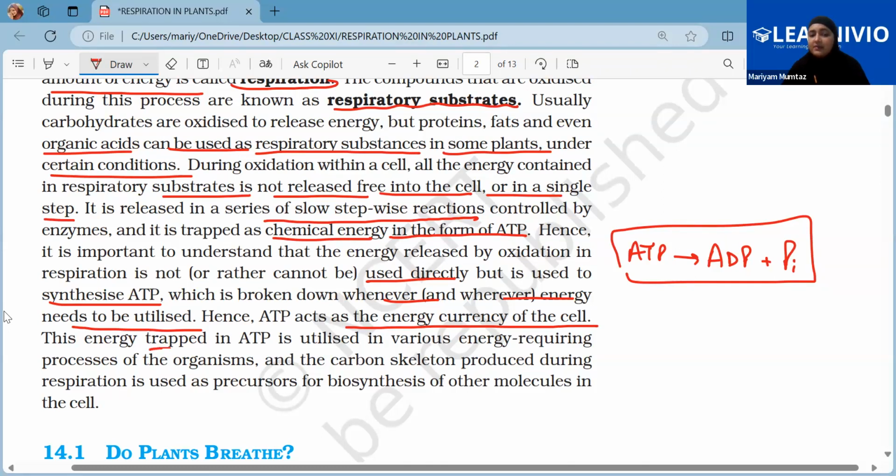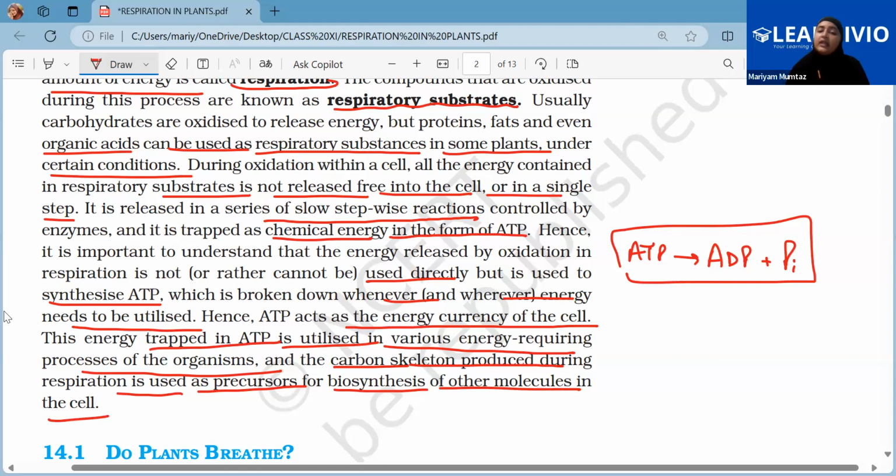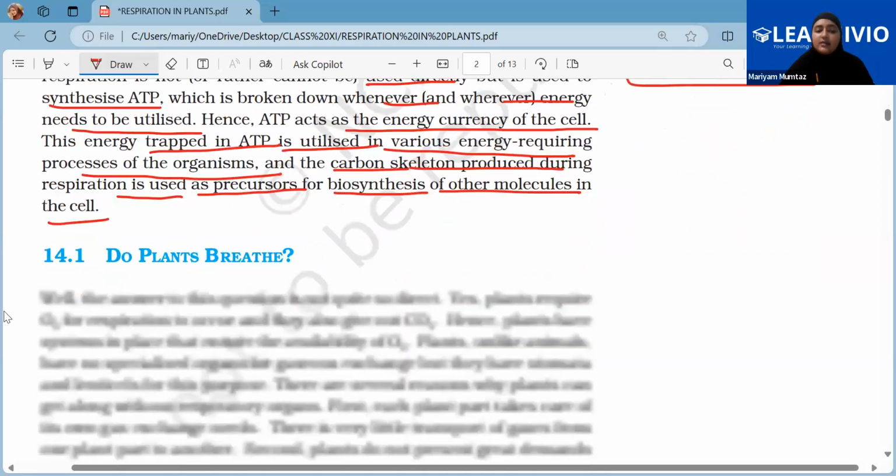This energy trapped in ATP is utilized in various energy requiring processes of the organisms, and the carbon skeleton produced during respiration is used as precursor for biosynthesis of other molecules in the cell. Meaning, this breakdown, this respiration, is actually helping in two processes. The first one is to synthesize ATP. The second is to biosynthesize other molecules with the help of that substrate.